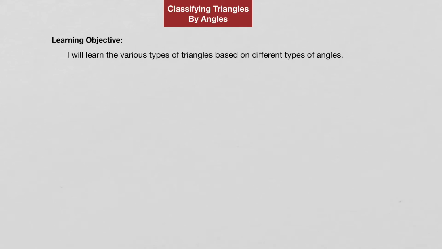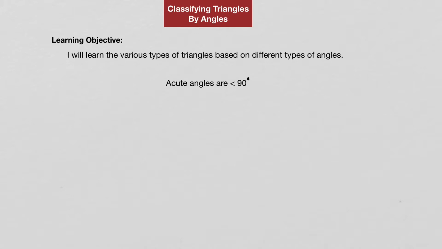Okay, class, in this lesson, I'm going to introduce to you the various types of triangles, and it's going to be based on the types of angles that you learn. So before we do that, let's just review a couple terminologies. If you recall, angles that are less than 90 degrees are called acute angles.